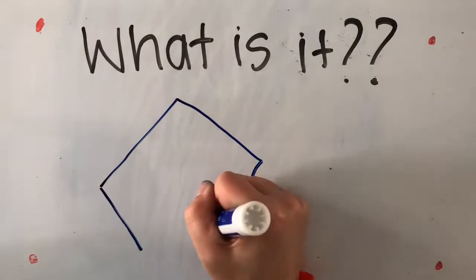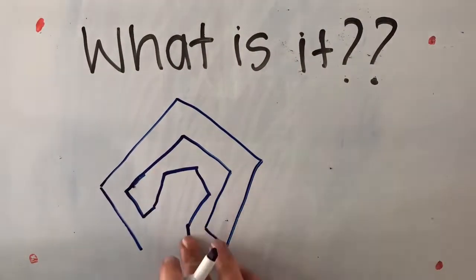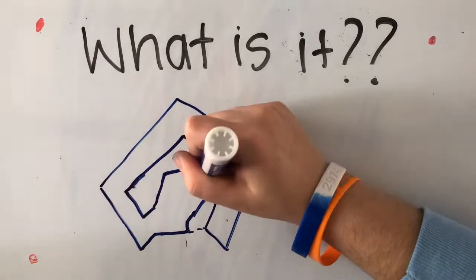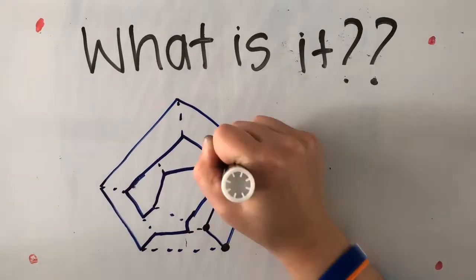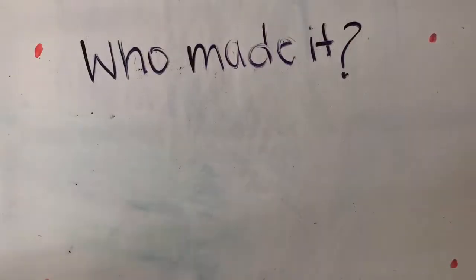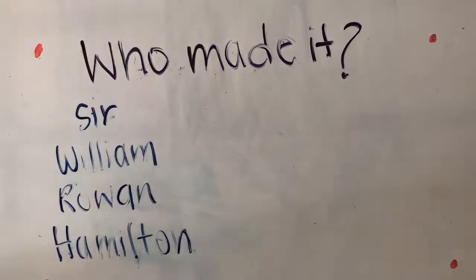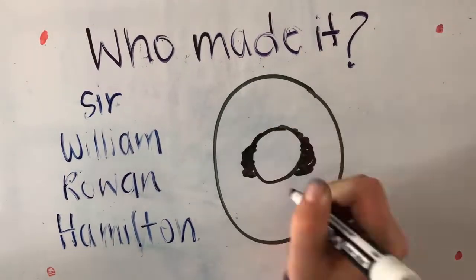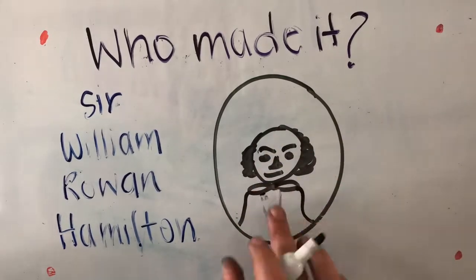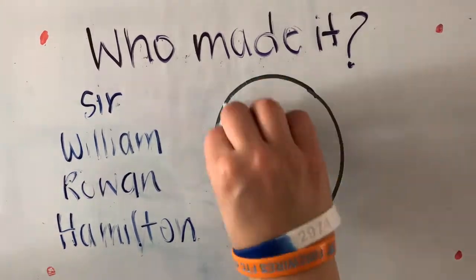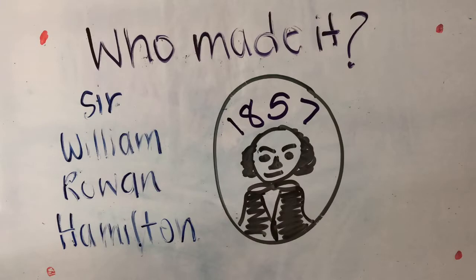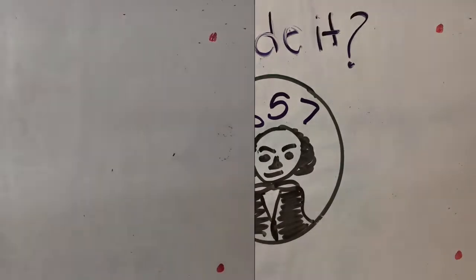So what is it? They are circuits that go through every vertex of a shape or graph with no repeats, starting and ending at the same place. And if you're wondering who made it, it was made by William Rowan Hamilton in 1857 as a game. Originally, it was to find a Hamiltonian circuit in a dodecahedron.